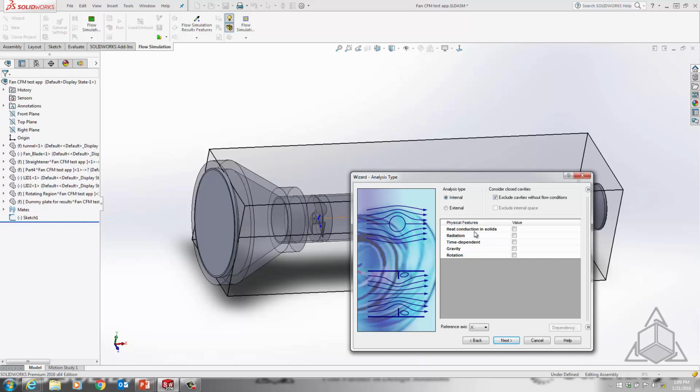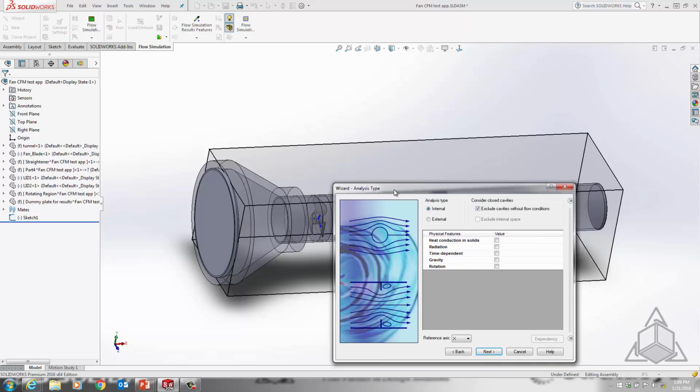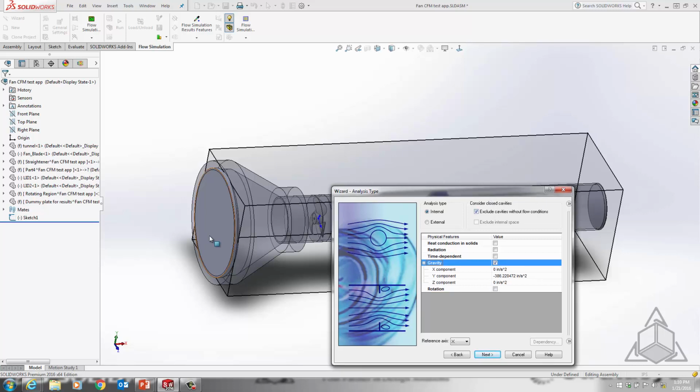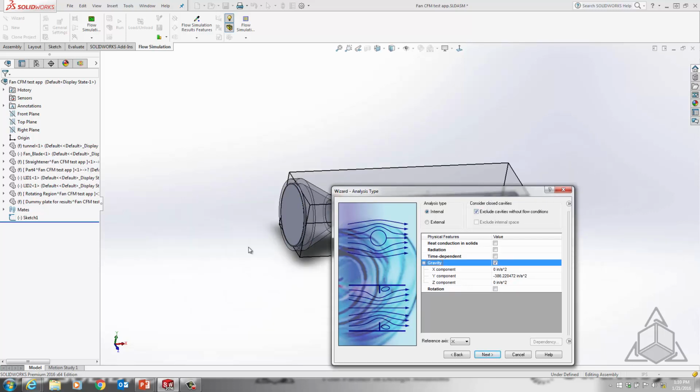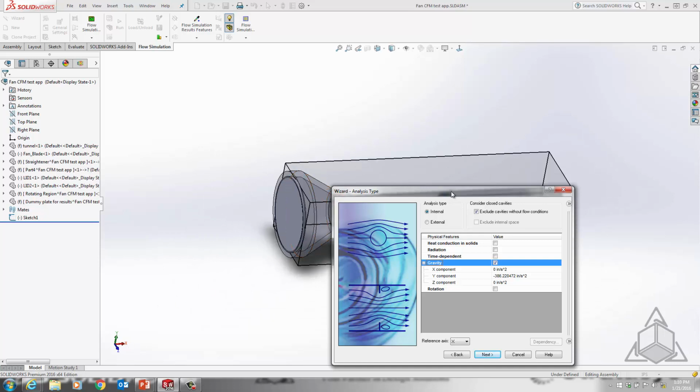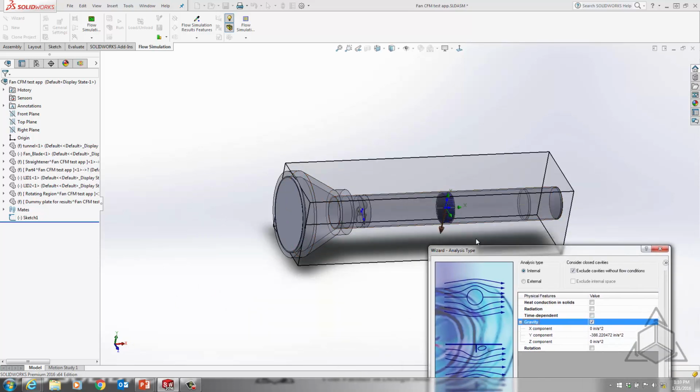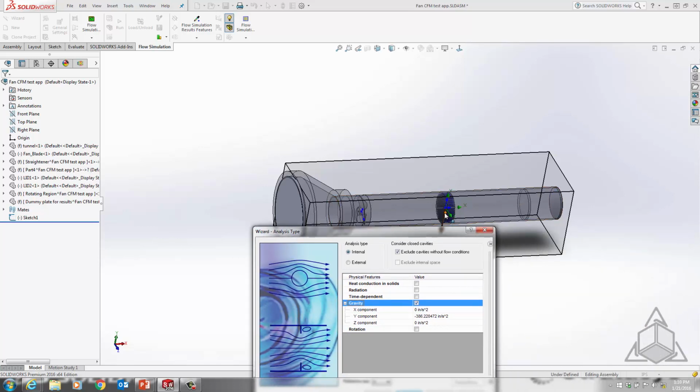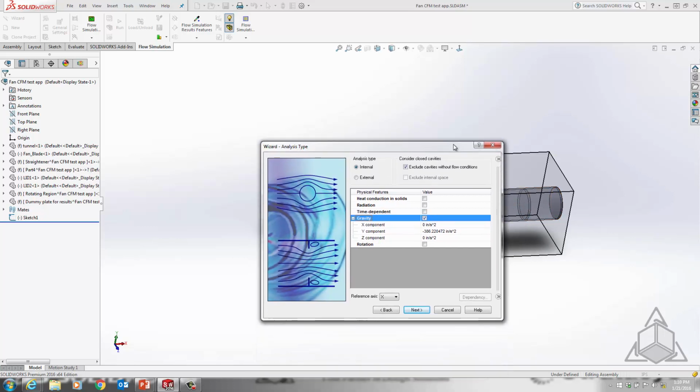In this analysis, I won't be considering any temperature gradient, so heat conduction in solids is not applicable. There's no radiation. This is a steady state analysis, so I'm just going to turn the fan on, let the air flow, and once everything has reached steady state, we'll gather the result. It is not a transient or time dependent analysis, so I won't be checking that. I will take into account gravity, because the direction of the airflow is a concern to me. It's flowing in the x direction, but gravity is in the y direction, so I want to be sure it's taking into account the acceleration of gravity when I collect my velocity results at the back end.